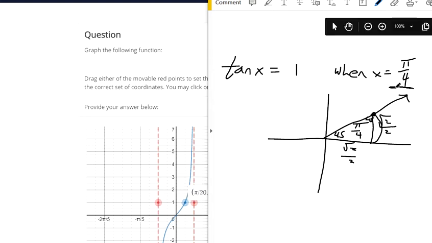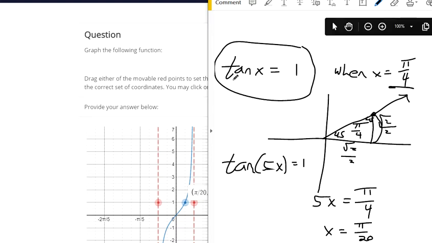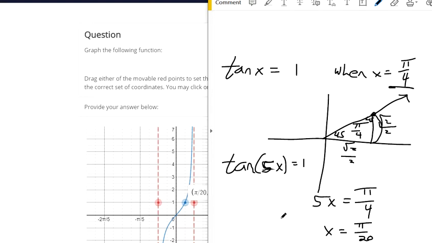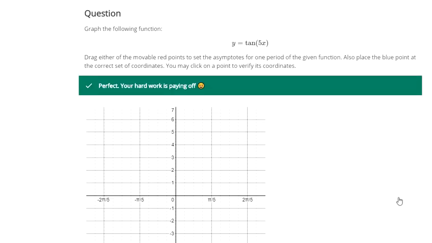So when x is pi over 4, tangent of x equals 1. But we're dealing with tangent of 5x. So we need to set this 5x equal to pi over 4. And if you solve that equation, x equals pi over 20. Okay, so again, this comes from a known value that tangent of pi over 4 always equals 1. So we need to solve for x in this equation so that the inside equals pi over 4. And when we solve that equation, we get pi over 20 for x. So pi over 20 for x, 1 for y. That's our graph. Let me see if I can pull up another one.